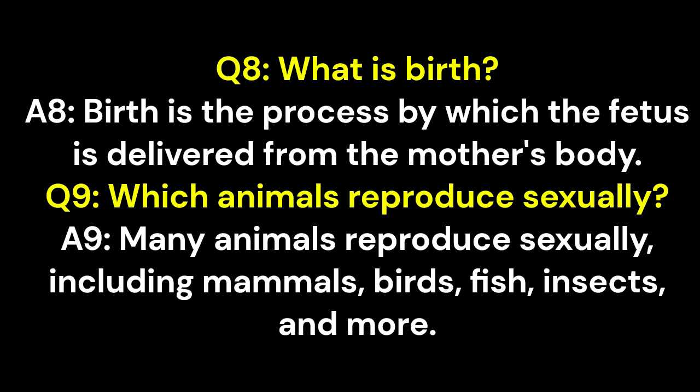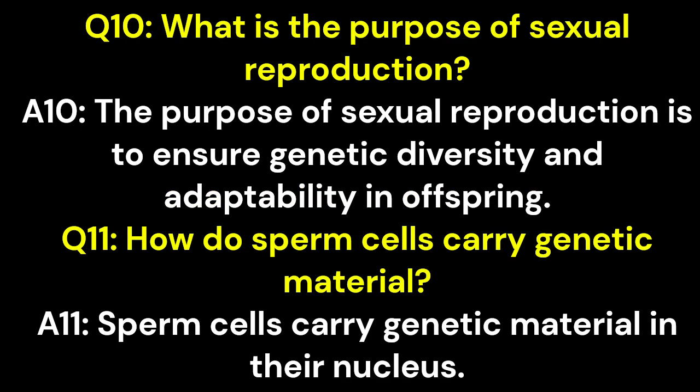Q8. What is birth? A8. Birth is the process by which the fetus is delivered from the mother's body. Q9. Which animals reproduce sexually? A9. Many animals reproduce sexually, including mammals, birds, fish, insects, and more.